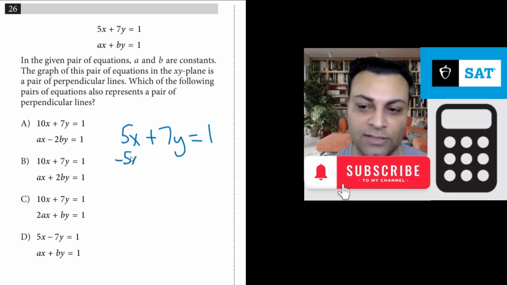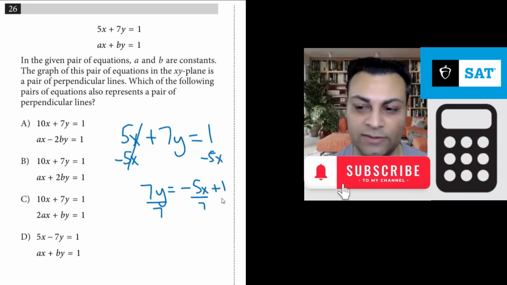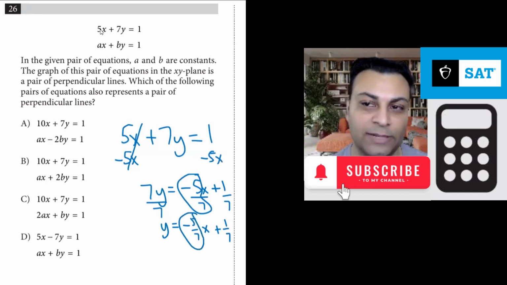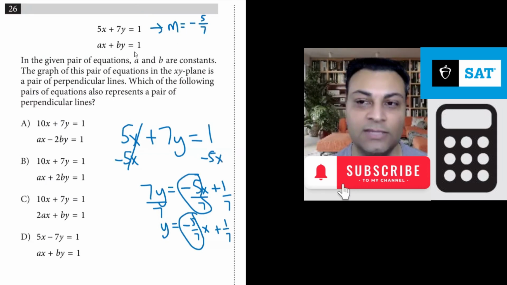We'll do minus 5x, and you get 7y equals negative 5x plus 1. And you divide by 7, and you get that the slope is negative 5/7. Y equals negative 5/7 x plus 1/7, which is irrelevant because I care about the slope. Negative 5/7. So at some point you can just look at this and say, wait a minute, I'm going to subtract this over and divide by 7. So the slope is negative 5/7.